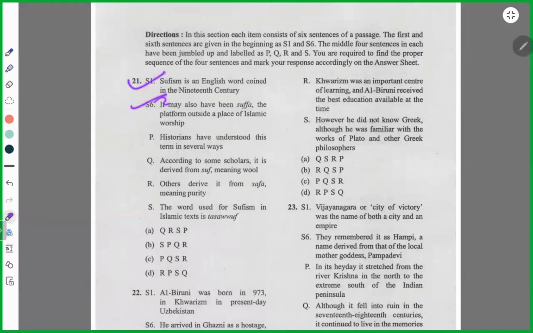So S1 will be the first sentence of the paragraph, and S6 is the last sentence of the paragraph. Again, your responsibility is to arrange these PQRS in such a way that it makes sense. Now, the first sentence: Sufism is an English word coined in the 19th century. Then read it last: it may also have been Sufa, the platform outside a place of Islamic worship. Okay, fine.